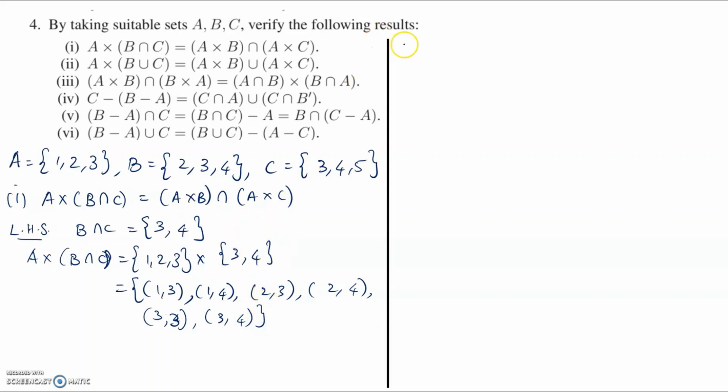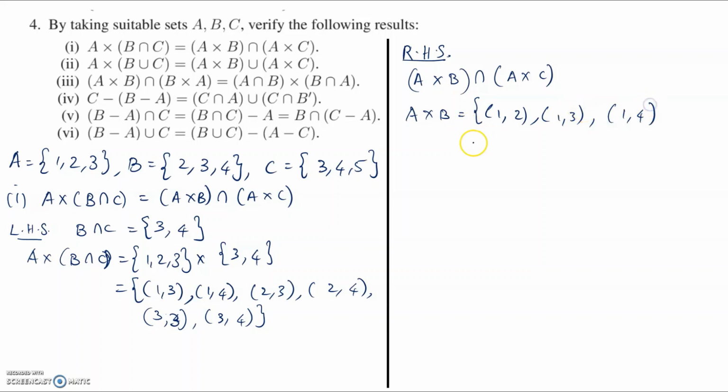Now let's do the right hand side, which is A Cartesian product with B, intersection with A Cartesian product with C. So let's first take A Cartesian with B, and that would be equal to, we can take directly from the sets here: (1, 2), (1, 3), (1, 4), then (2, 2), (2, 3), (2, 4), then (3, 2), (3, 3), (3, 4).